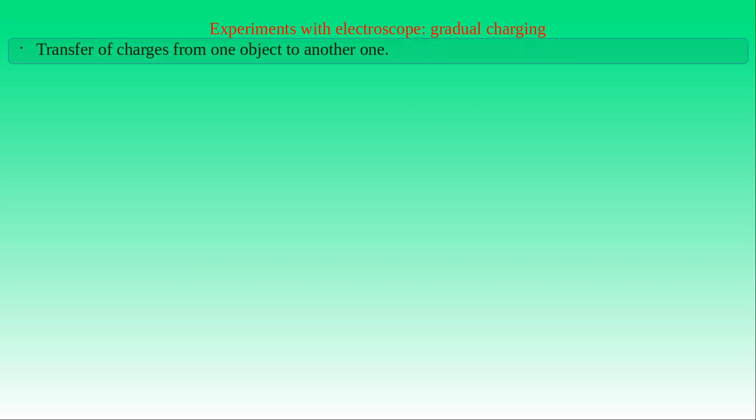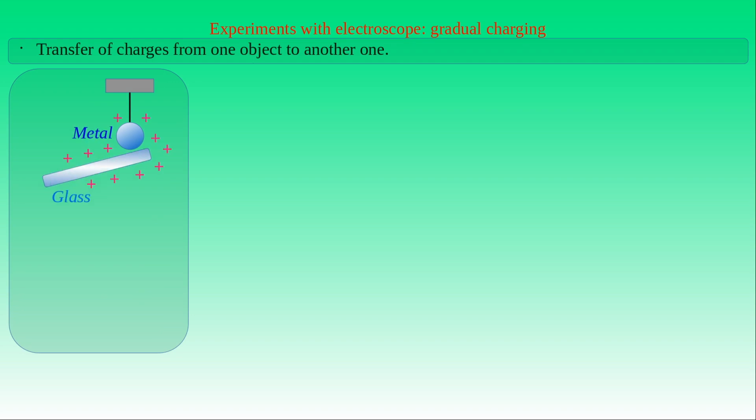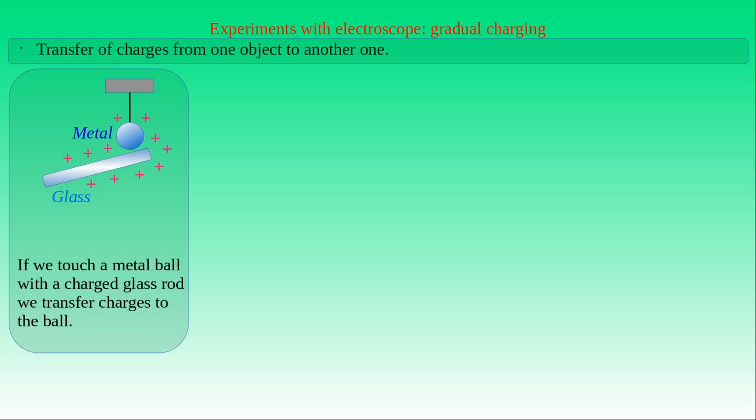Now let us consider the following experiments demonstrating the transfer of charge between bodies, and presenting how gradual charging of bodies works. We use a simple setup, where a metal ball is hanging on a string. First, we electrify a glass rod so that it could attain charge. Then we touch the metal ball with the charged glass rod, which allows us to transfer some charge from the rod to the ball.